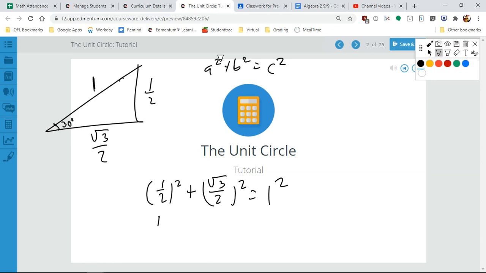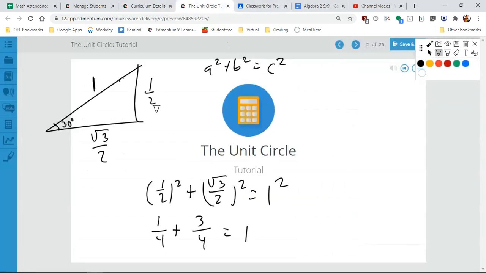So 1 times 1 is 1, 2 times 2 is 4. Square root of 3 squared is 3. 2 times 2 is 4. 1 squared is 1. And 1/4 plus 3/4 is 1. So this holds true. So just think about it that way.